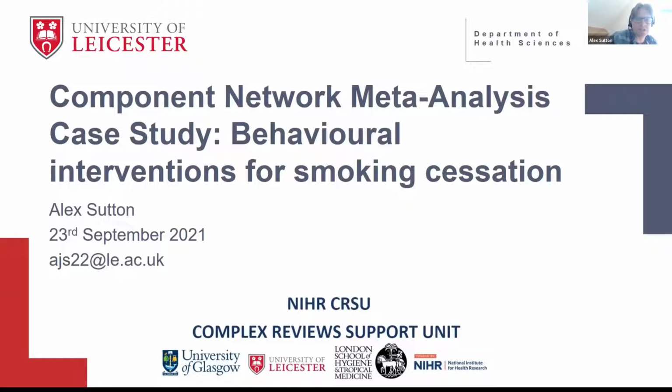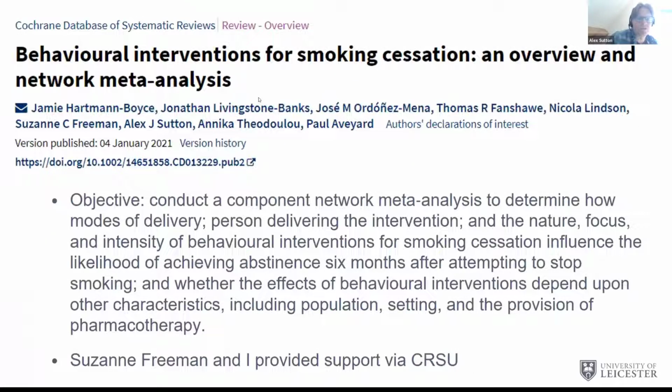So we're looking at behavioural interventions for smoking cessation. And again, this is a Cochrane review. There is the front page of it. And again, I'm making it very clear, Suzanne and I gave advice. A lot of other people did hard work here. Jamie Hartman-Boyce leads the group. Jose is the statistician. I think Jonathan, you might be on the call today. And if you've got anything to add, please do so in discussions.